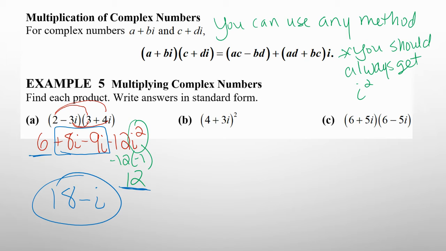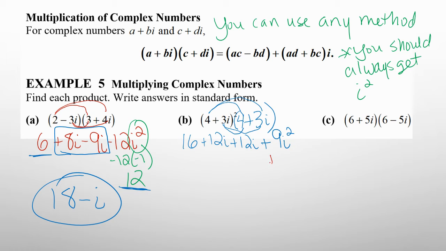Letter B. Remember, we can never distribute a square when we have adding or subtracting on the inside. So this really means we have 4 plus 3i times 4 plus 3i. 4 times 4 is 16. 4 times 3i is 12i. 3i times 4 is 12i. And 3i times 3i is 9i squared.